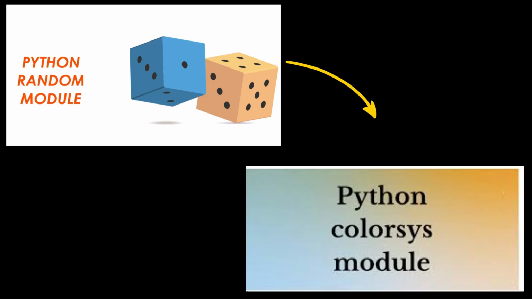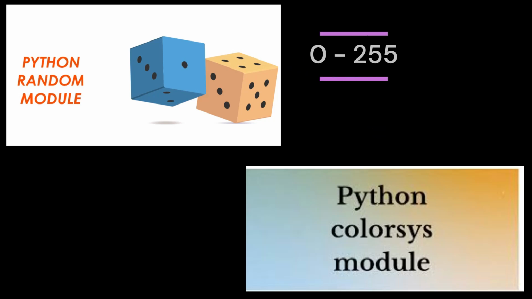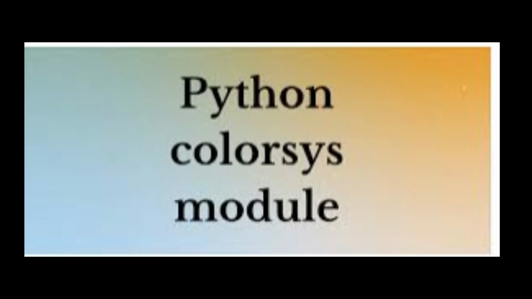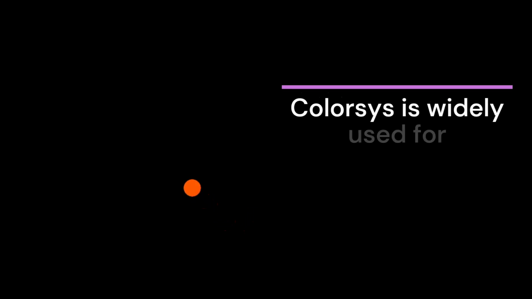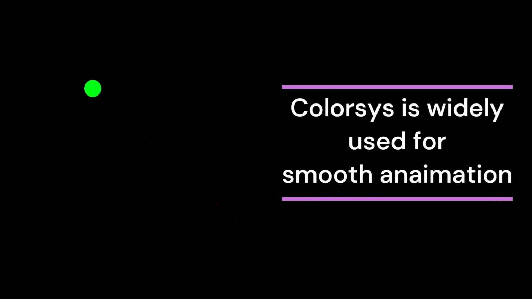Instead of asking Python to pick a random number between 0 and 255, we are going to use the Colorsys library to cycle through the hue spectrum, and think of it like moving a slider across a perfect rainbow. This doesn't just make your project look 10 times better, it teaches you how professional developers handle smooth animations and data conversions. Let's level up our Python visual.